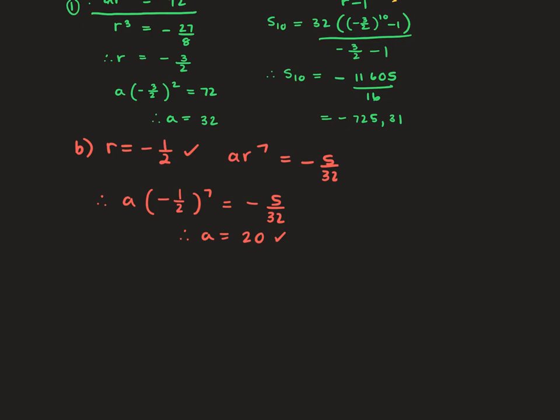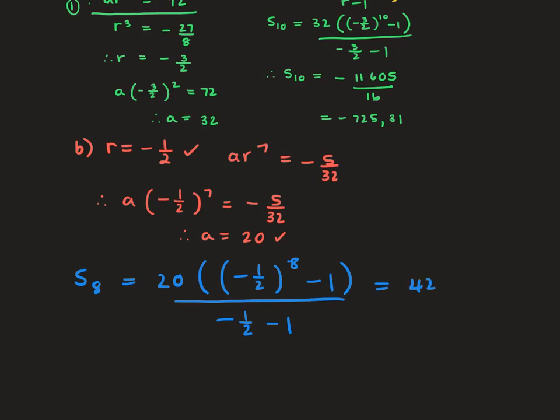So what are we summing? The first 8 terms. S8 is equal to 20 times r to the n, so they said 8 terms, minus 1, over r minus 1. And we just punch this all into our calculator, and we get an answer of 425 over 32.